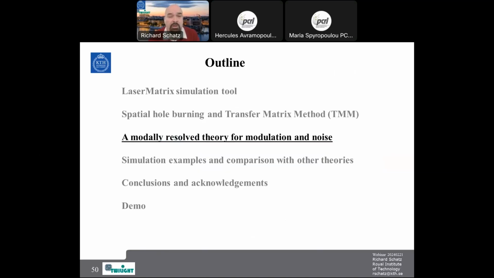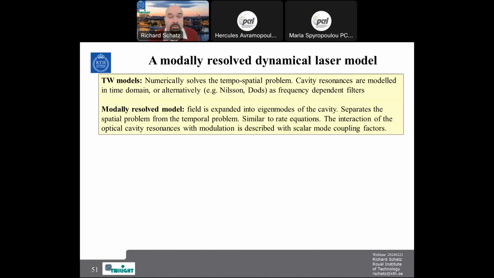I will talk then about this modal expansion theory I use. It's not published, in fact, but it's similar to other theories made. So for a laser model, I need to explain.